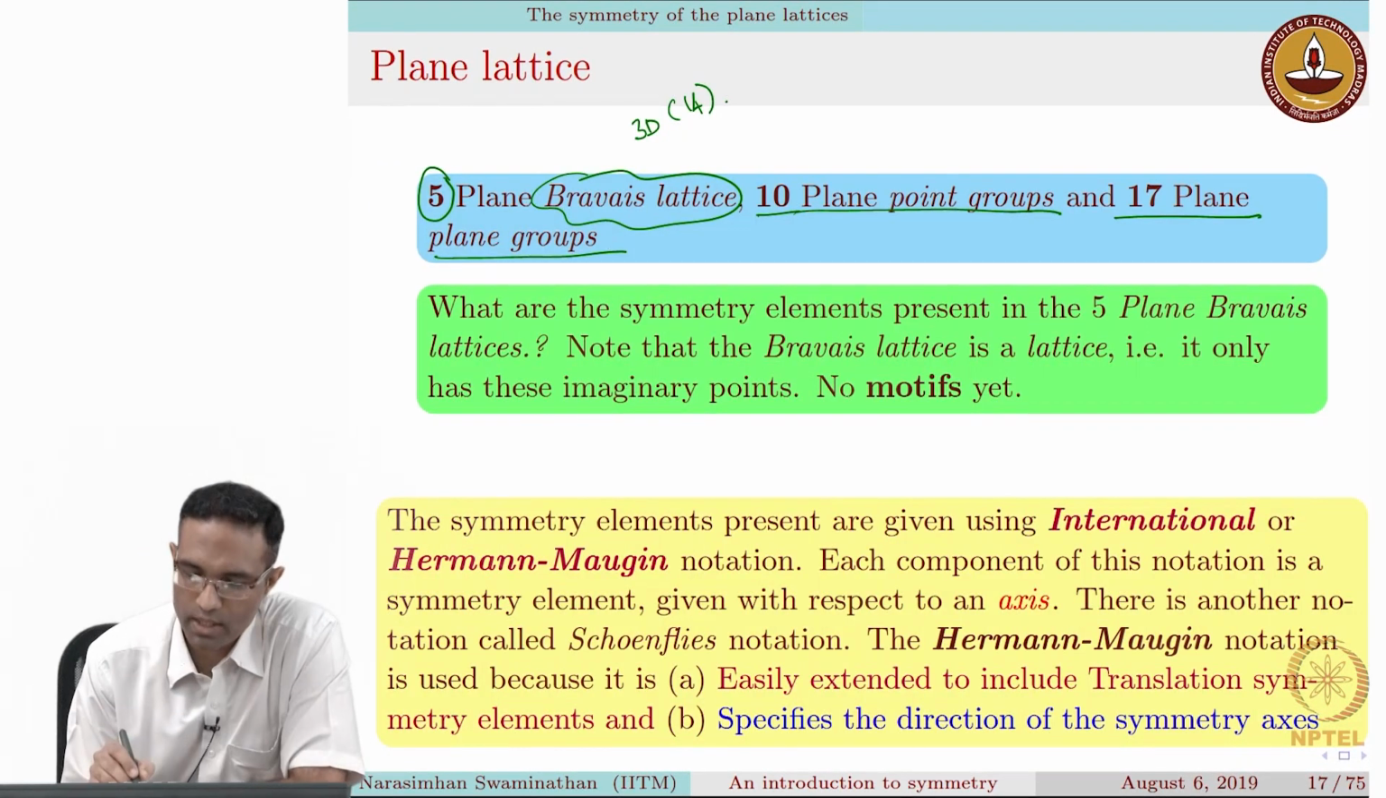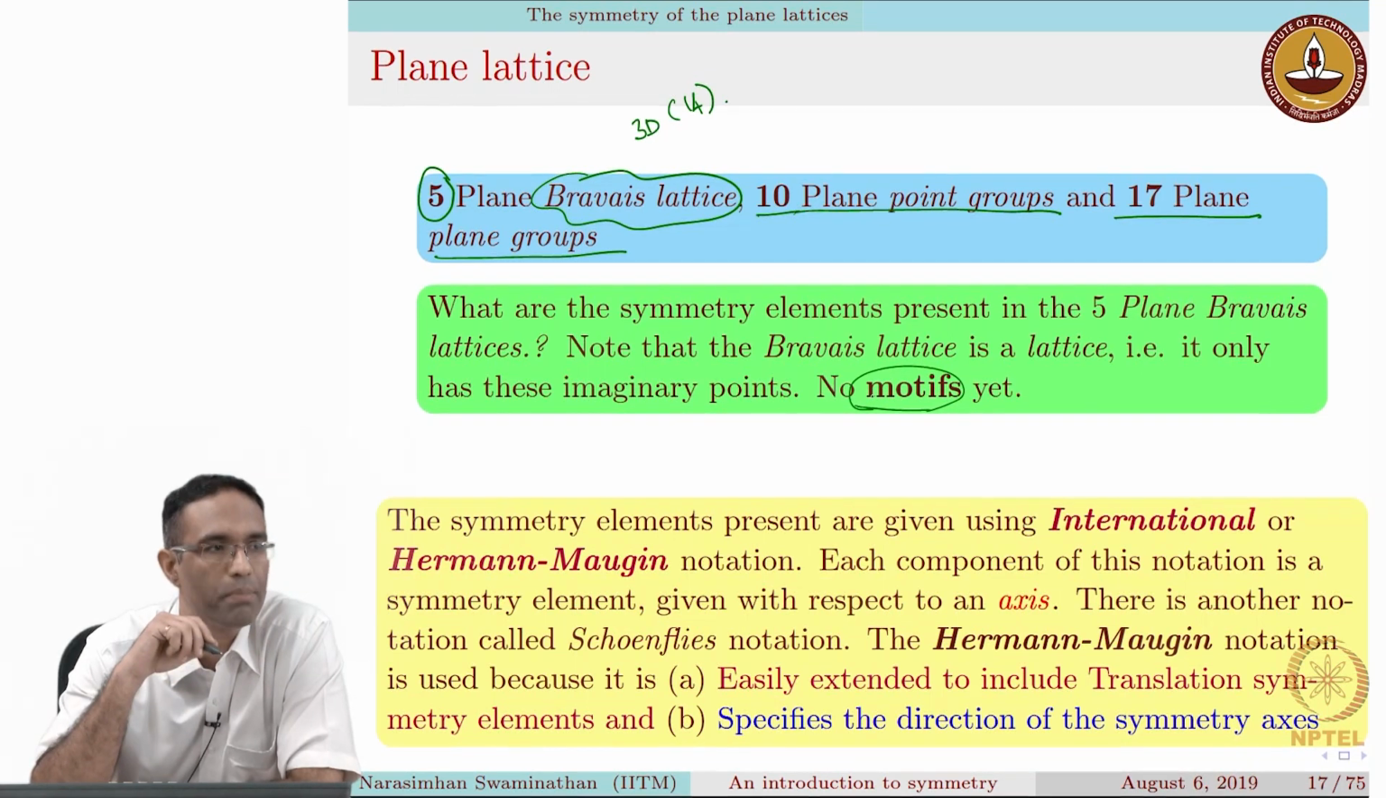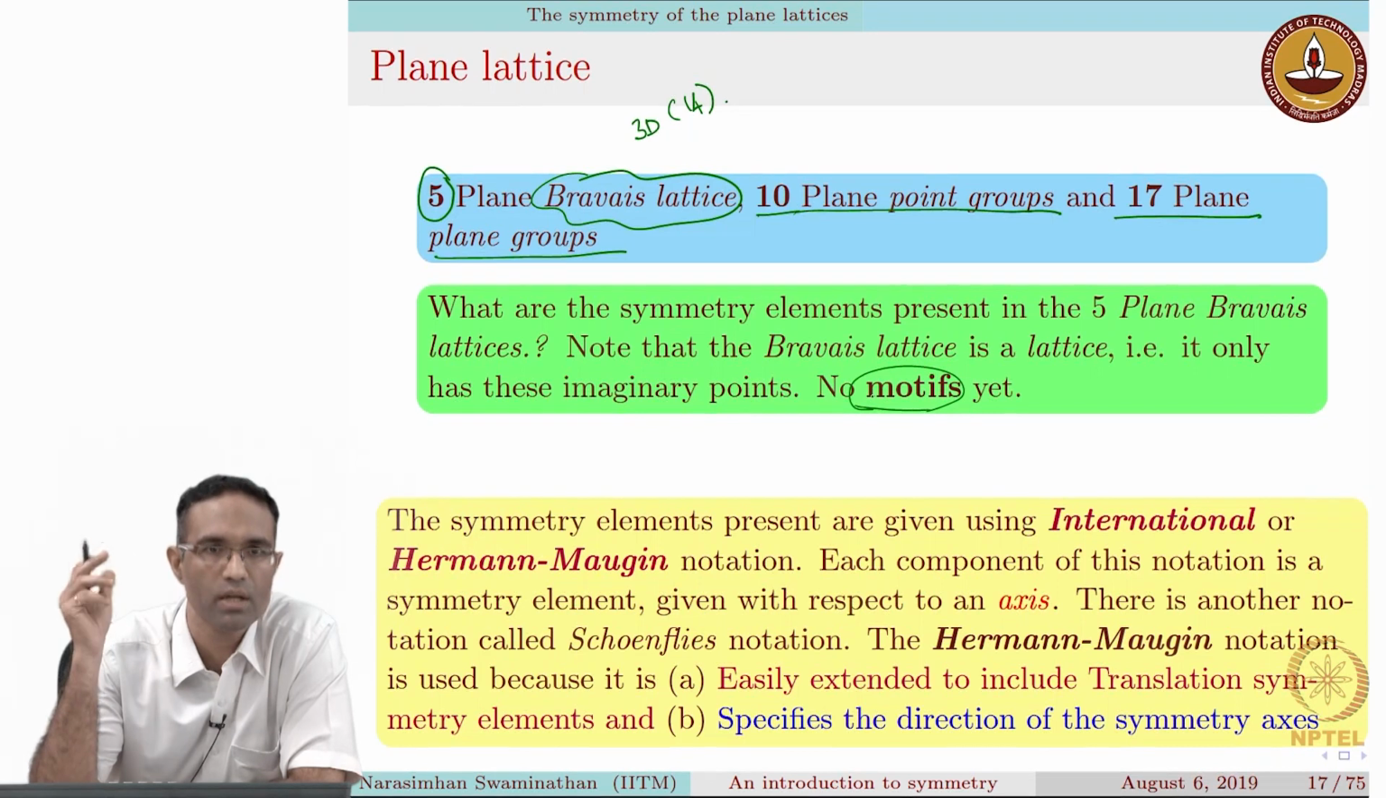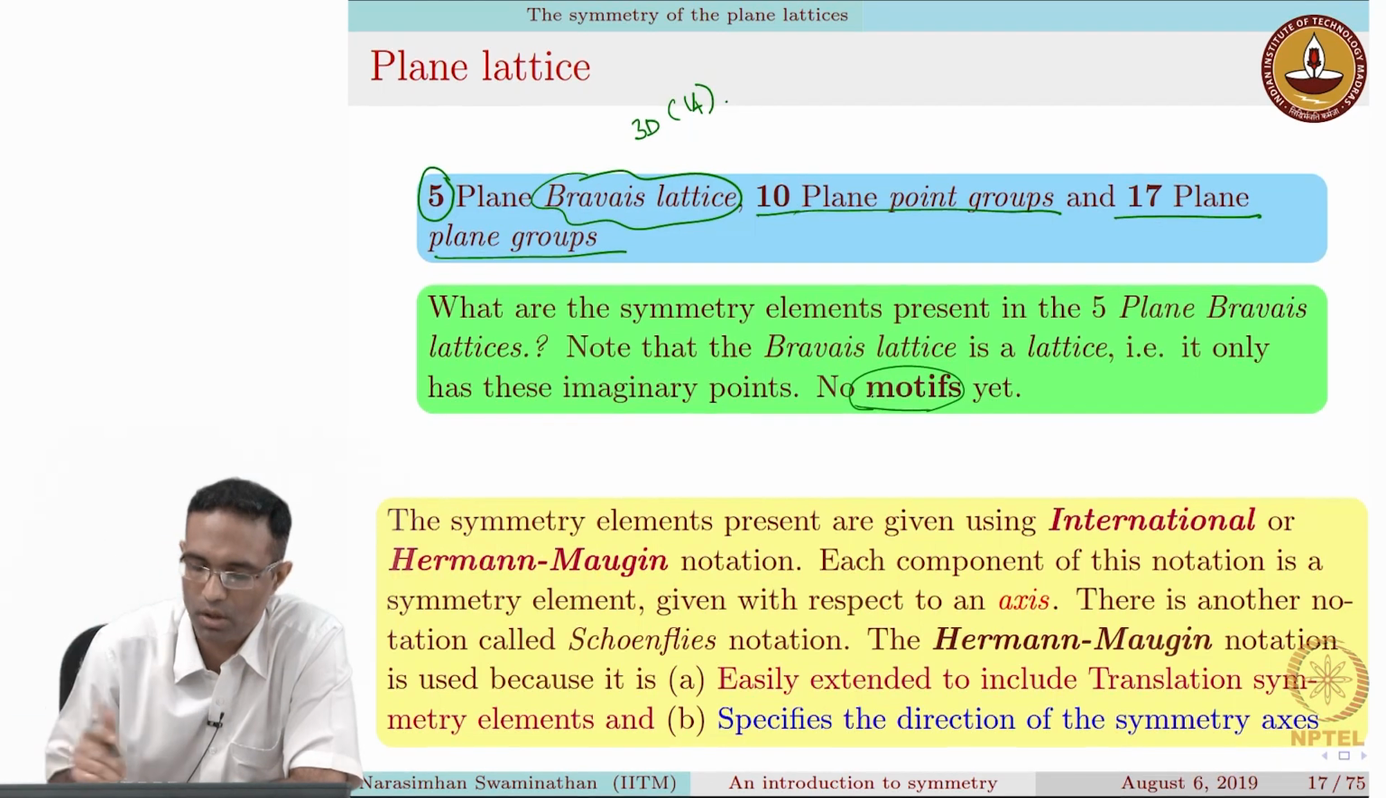Again, I would like to re-emphasize that we are not looking at any motifs at this point. It is just the 5 plane Bravais lattice. They are just imaginary points. Okay, the mathematical construct.